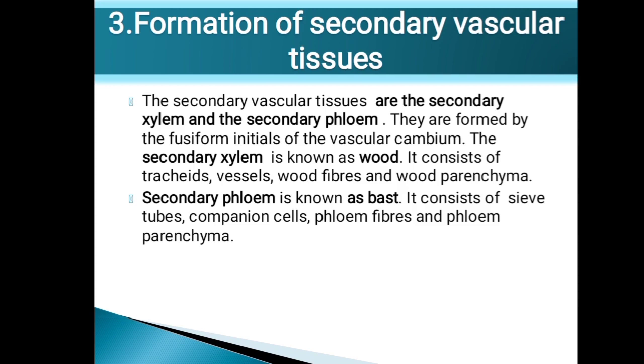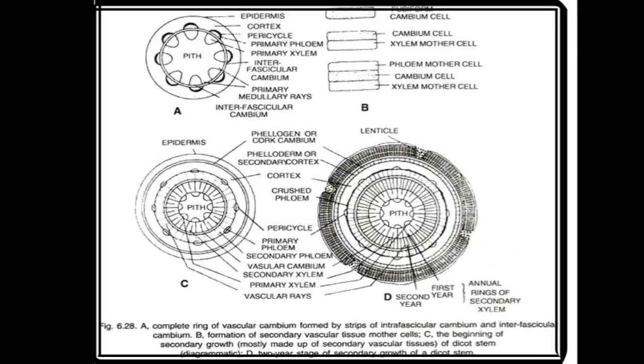So for whatever I have explained, the four important points can be seen here in the figure. In A you can make out that there is a formation of the cambial ring, and in C you can make out that as a result of cambial ring formation the secondary tissues are added. So secondary tissues, that is nothing but secondary xylem and secondary phloem, are developed.